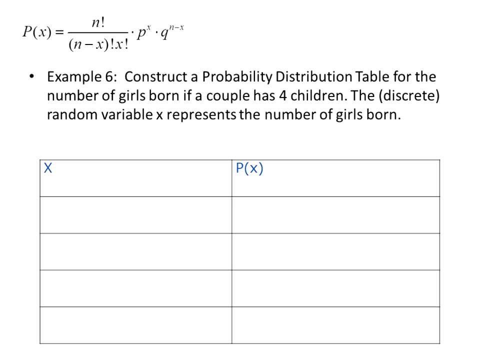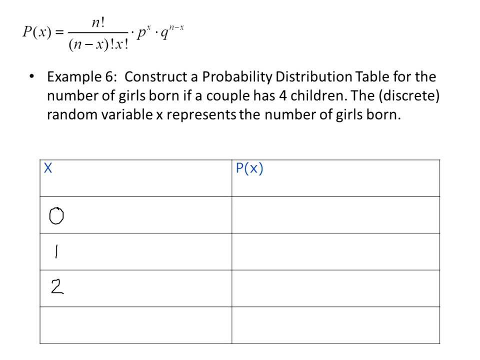Okay, so here it says construct a probability distribution table for the number of girls born if a couple has 4 children. X represents the number of girls born. So the number of girls born, we have 0. Okay, that 0 took on a new life there. It was supposed to be a pen and it turned out to be a highlighter. Let me try that again. There could be 1 girl, 2 girls, 3 girls, and 4 girls.